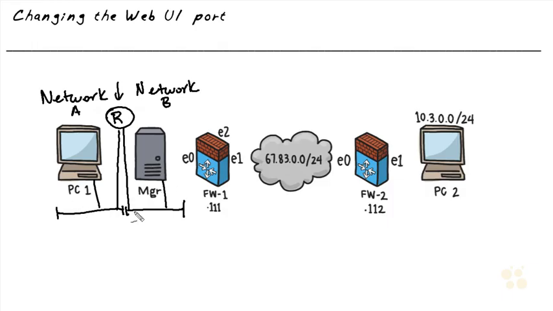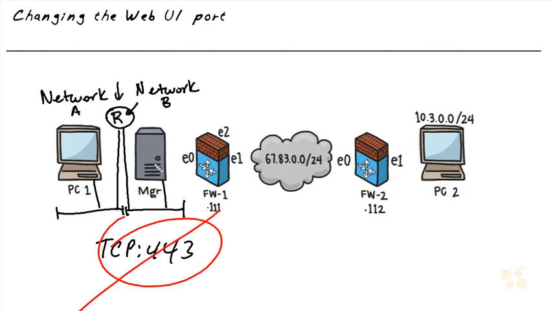And if we wanted to use the web user interface from this PC to the manager, by default, that used the default standard TCP port of 443. And if for some reason we had some filtering done on this router that was saying to TCP port 443 no, that would cause the web user interface between the PC and the manager to stop working. So we do have some stop gaps that we can use.